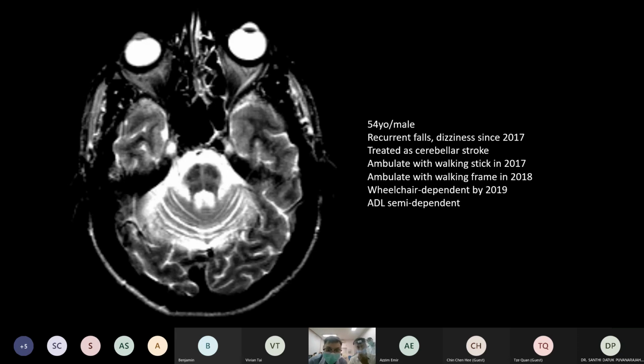This is a 54-year-old Chinese male, with a history of recurrent fall and dizziness since 2017. He was actually treated as a cerebellar stroke in Selayang Hospital.